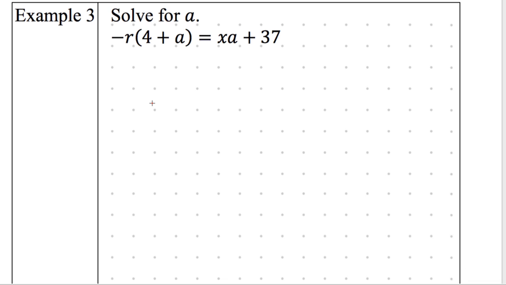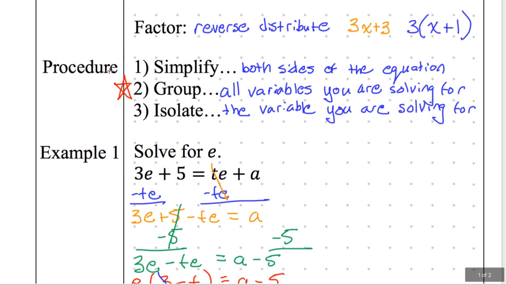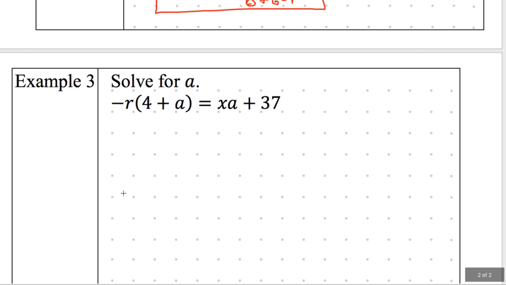Uh-oh, now we're using step 1. So far we've been starting on step 2. Flip back to the front. So far we've been starting with step 2 of grouping. Now we have a problem where we have to do step 1. All right, so someone help me do step 1.